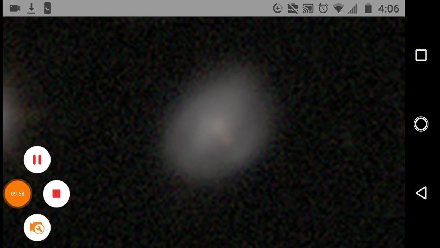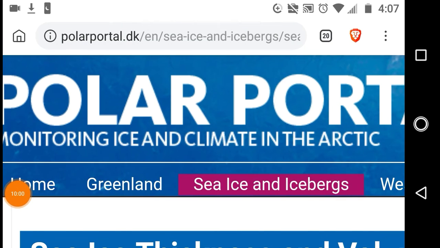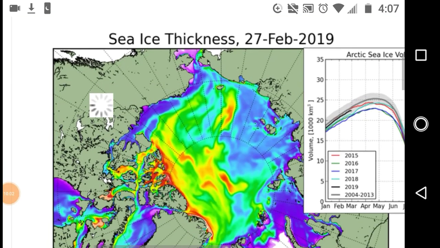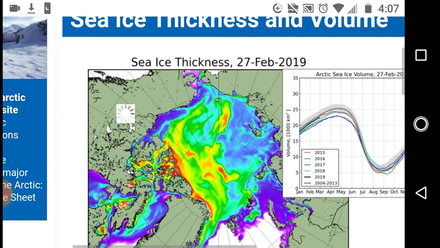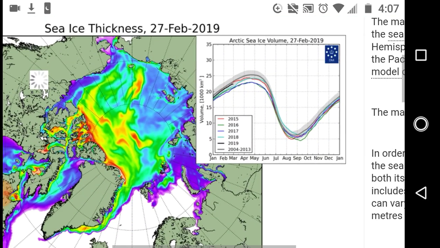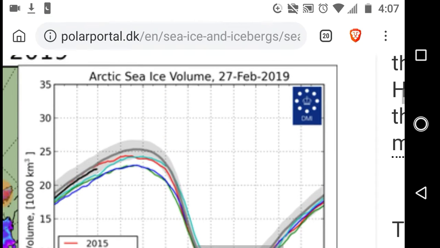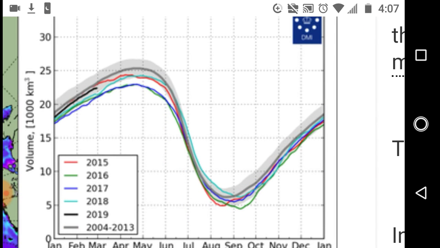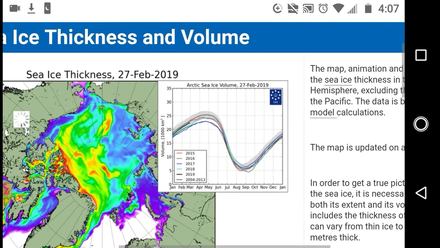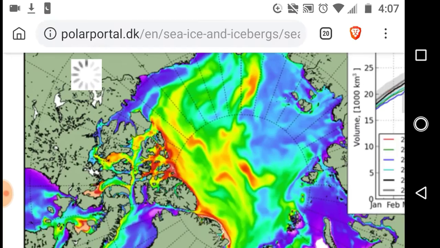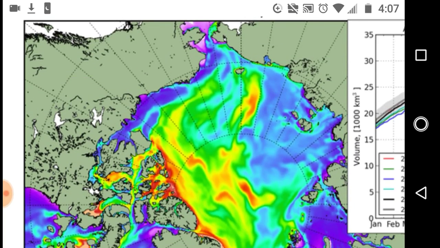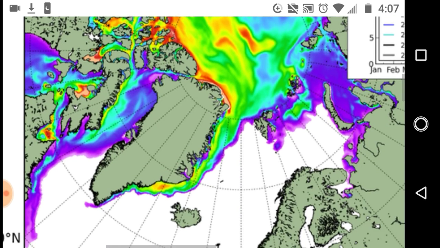Let's look at some data to figure out if the planet's heating up or not. First of all, we'll look at the sea ice thickness and volume. Well, let's see. The Arctic volume's right in the middle of the range there. Northwest Passage is frozen solid. And there's ice all around Greenland.